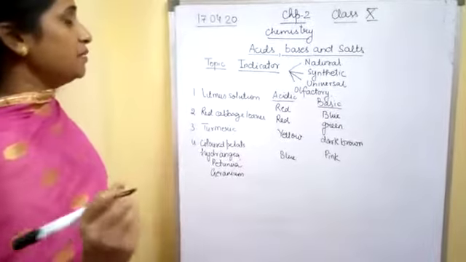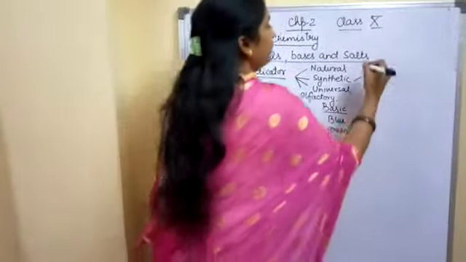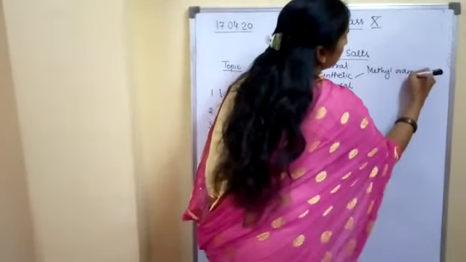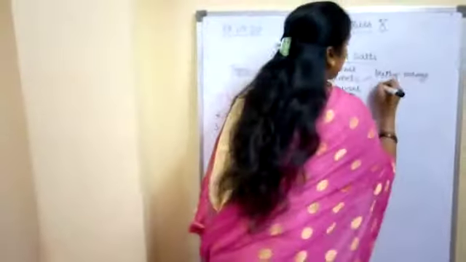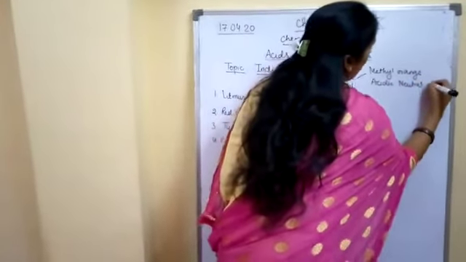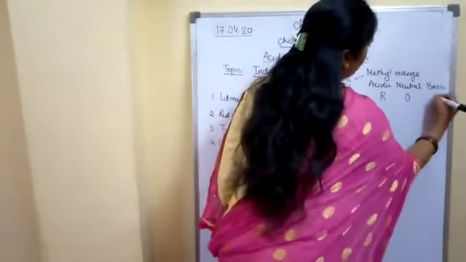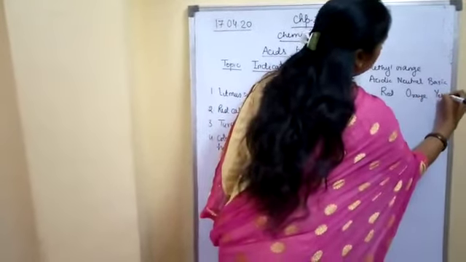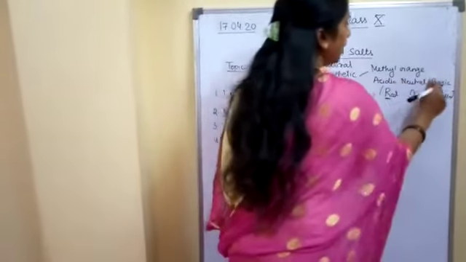If we come to the next indicator, that is the synthetic indicator, we have methyl orange as an example. Methyl orange, if I take acidic, neutral and basic, it will be red, orange, yellow. Red, orange, yellow. So you can learn like this: ROY, R-O-Y, respectively in acidic, neutral and basic solution.